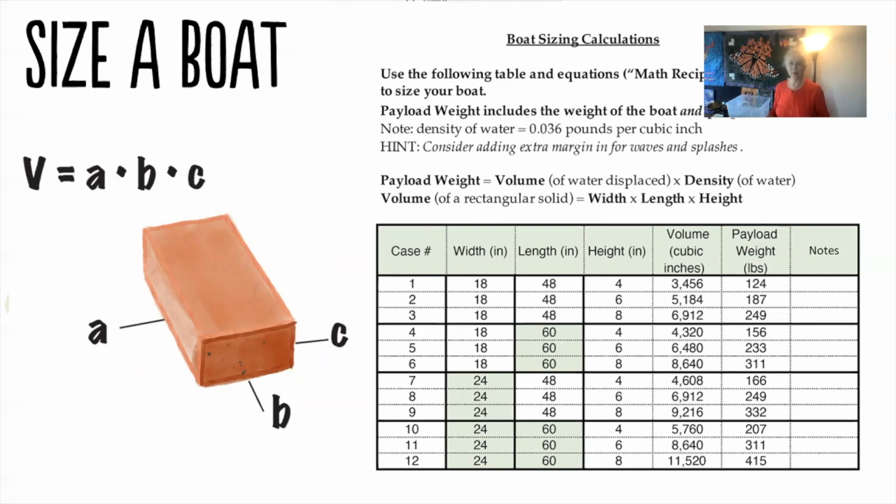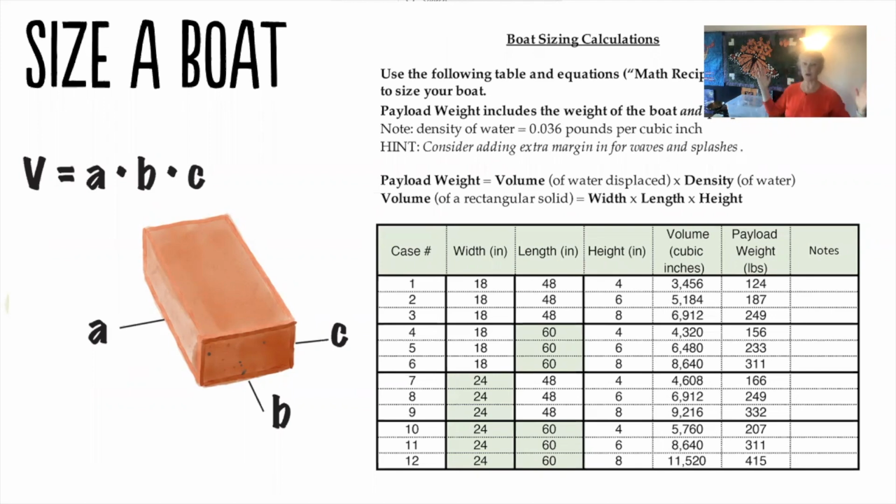Now, in this table, what I've done is I've shown a couple different widths and a couple different lengths and a couple different heights. So if I wanted to carry a 250-pound payload on my cardboard boat, I've got lots of options. So if I made it 18 inches wide by 48 inches long, 4 feet, I'd need to make it about 8 inches high as a minimum to carry roughly 250 pounds.